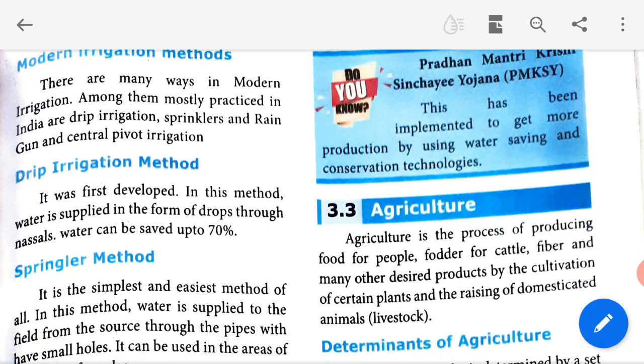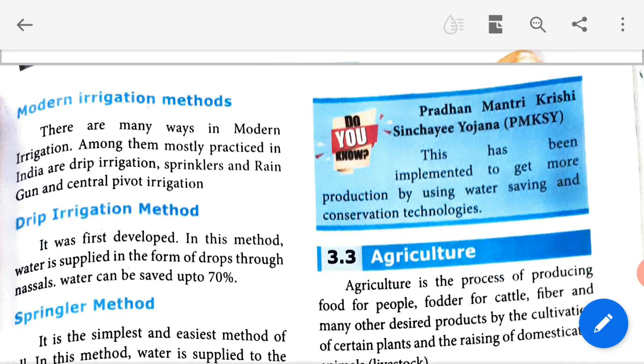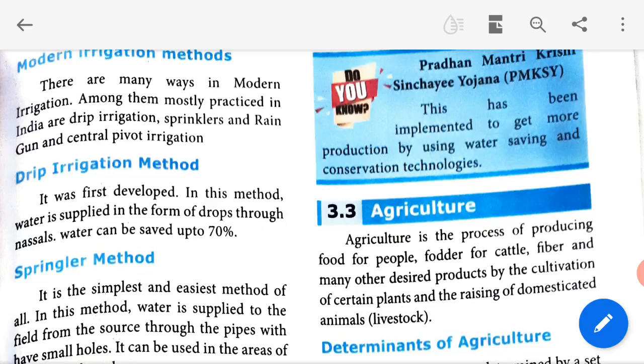Modern irrigation methods. There are many ways in modern irrigation. Among them, mostly practiced in India are drip irrigation, sprinklers, rain gun and central pivot irrigation. So, what are the four types of irrigation we have? Drip means drop by drop. Sprinkle is drops coming out together, okay, sprinkles. And rain gun and central pivot irrigation.